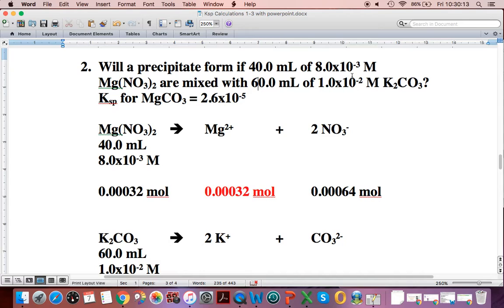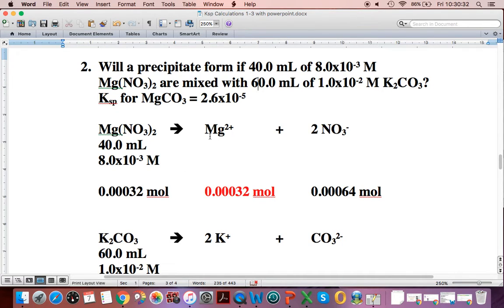So we have a volume and concentration. We're told what the precipitate is. And we say, okay, how do we attack this? Well, we have our magnesium nitrate. We're going to dissociate it. We're going to take its volume and concentration, multiply, and we get our moles. Remember, this should have been in liters. That's why we get a tiny number.